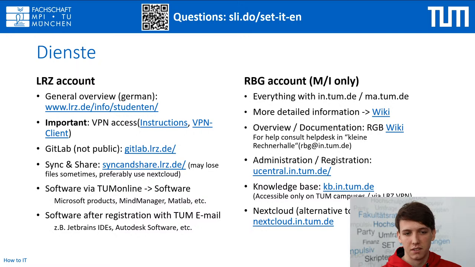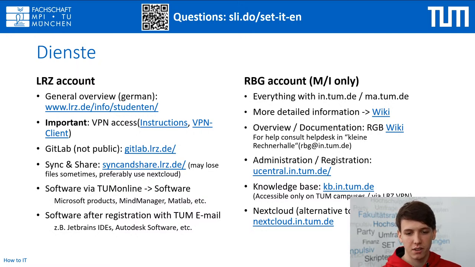Then, back to the RBG account. The administration is done using UCentral, ucentral.in.tum.de. That's where you start by registering this year. Usually, you would go to the InfoPoint Informatics or Mathematics, and they would give you your registration. However, since the InfoPoint is currently not open for anything apart from emergencies, it is now done online.